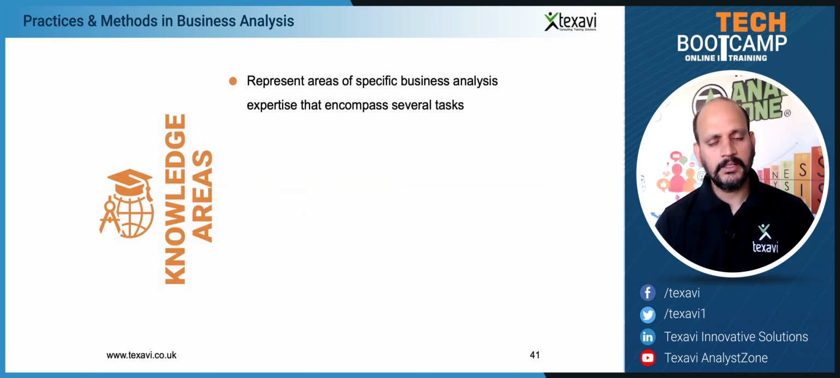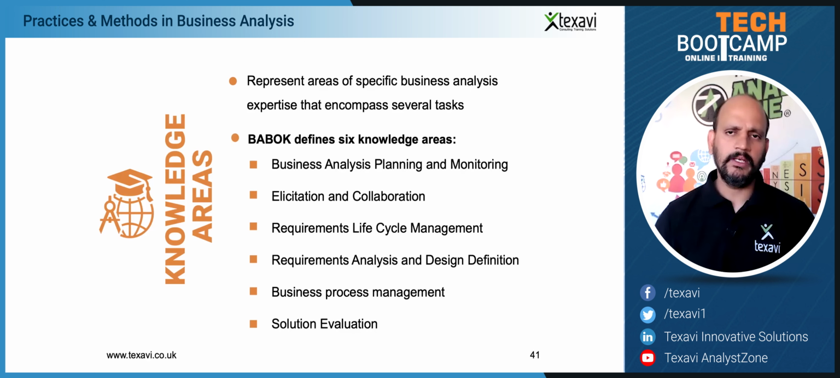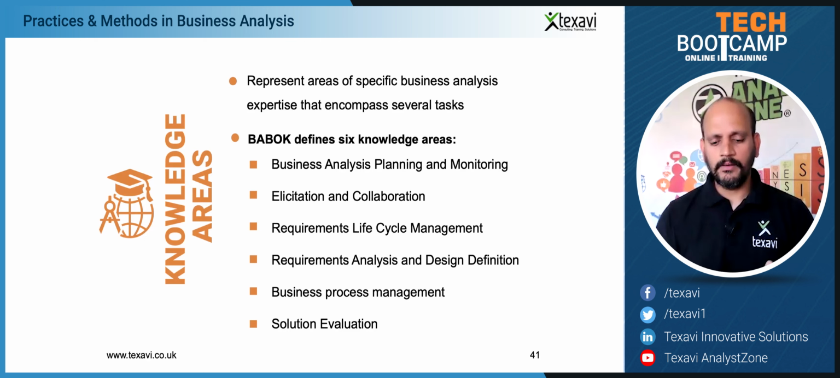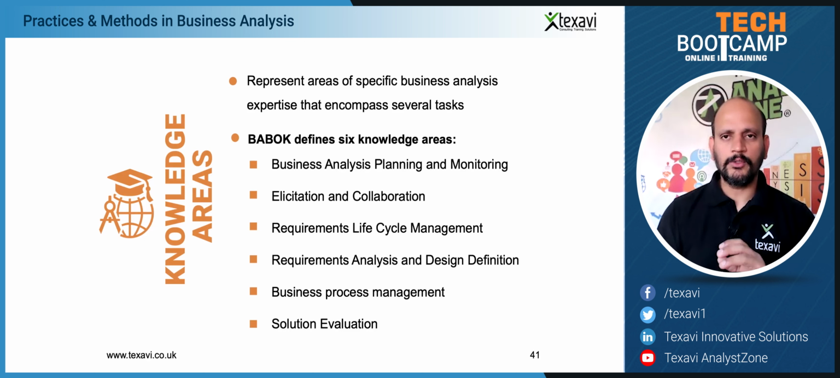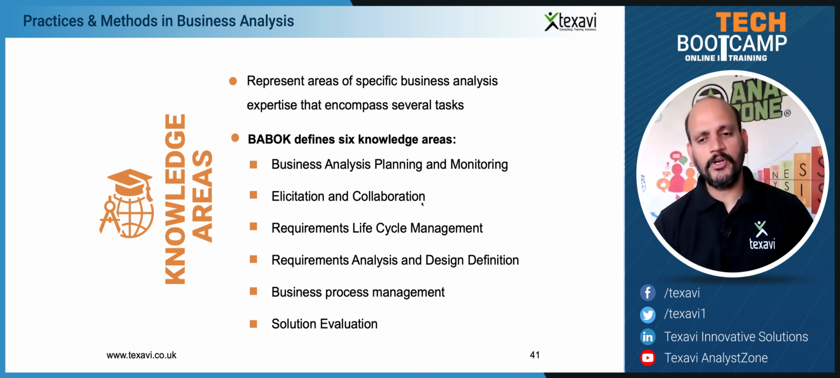The knowledge areas, on the other hand, are about 6 areas that the BABOK and the IIBA suggest. They encompass the overall structure you have and how you can put all this content into it. So business analysis planning and monitoring is one important thing, and it starts off with how you plan and monitor the whole thing. And then you start off with elicitation and collaboration.